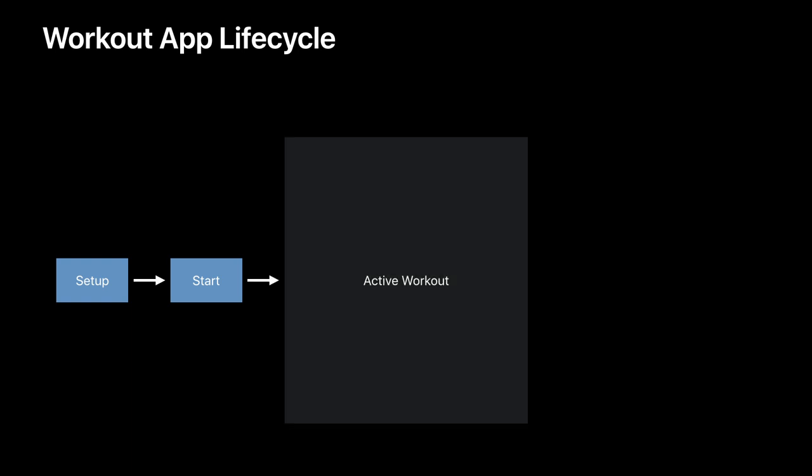Once the setup is done, we can go ahead and start the workout. So after this point, the user will be actively working out. And then, of course, after some time, the user will want to end the workout. And from there, we can save this workout and all of its associated data in HealthKit. So this is the general lifecycle of a workout app. Now, let's see what happens when the user is active.